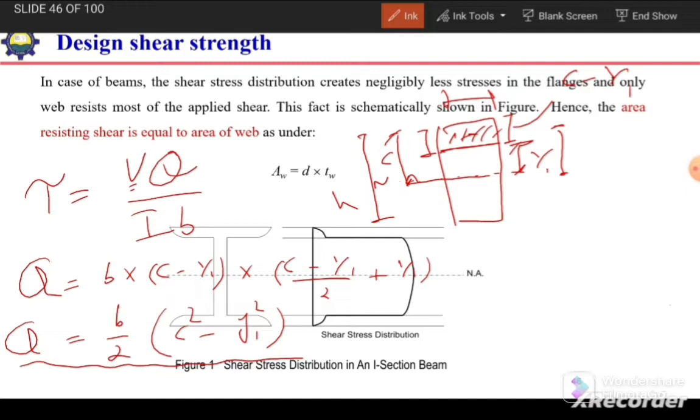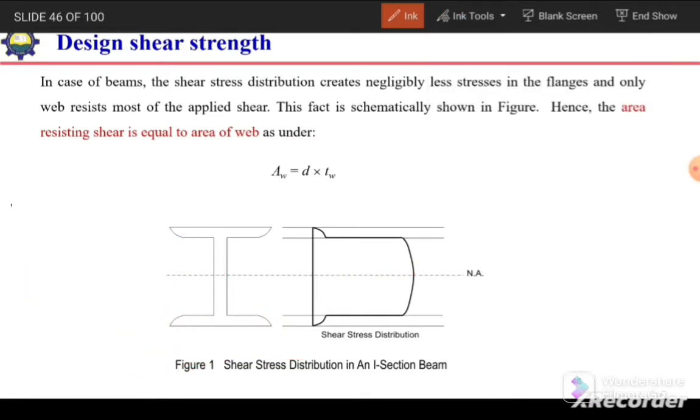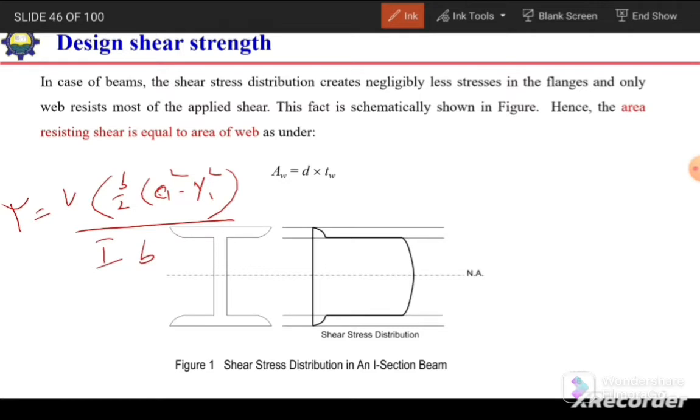In this expression, I is the second moment of area and B is the width of the section. If we want to see the distribution of this stress in the section, we can replace Q with this expression. I can write that tau is equal to V times B by 2 times (c square minus y1 square) divided by I into B. Here y1 is the distance from the neutral axis.